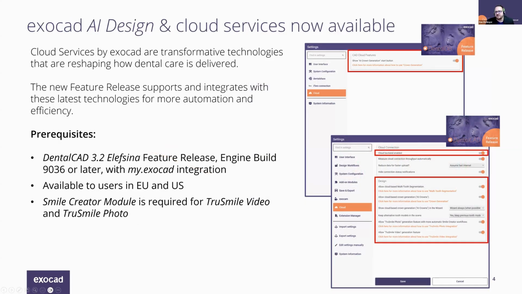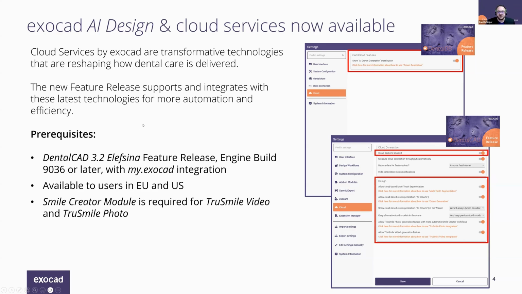Speaking of the AI services, for those of you that do have our latest feature release of DentalCAD 3.2 Elefsina, there are a couple of places to enable settings to turn on the AI services. When you're in your Dental DB, in the picture on the right-hand side, the top one, if you go to your settings menu, there's going to be a cloud option. This setting just enables the AI crown design button from the DB, so you can launch that service directly from the DB.